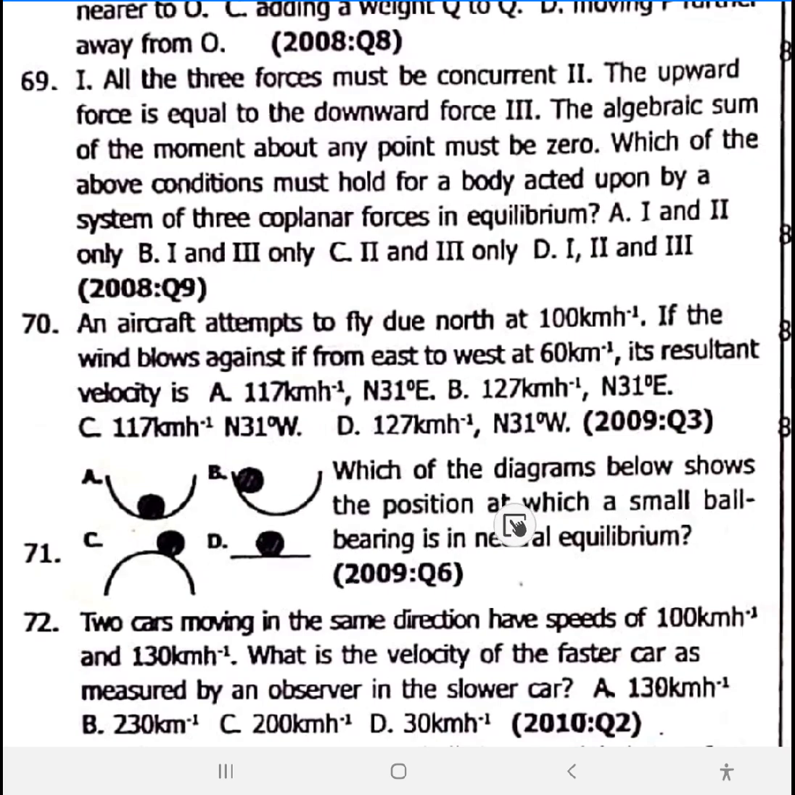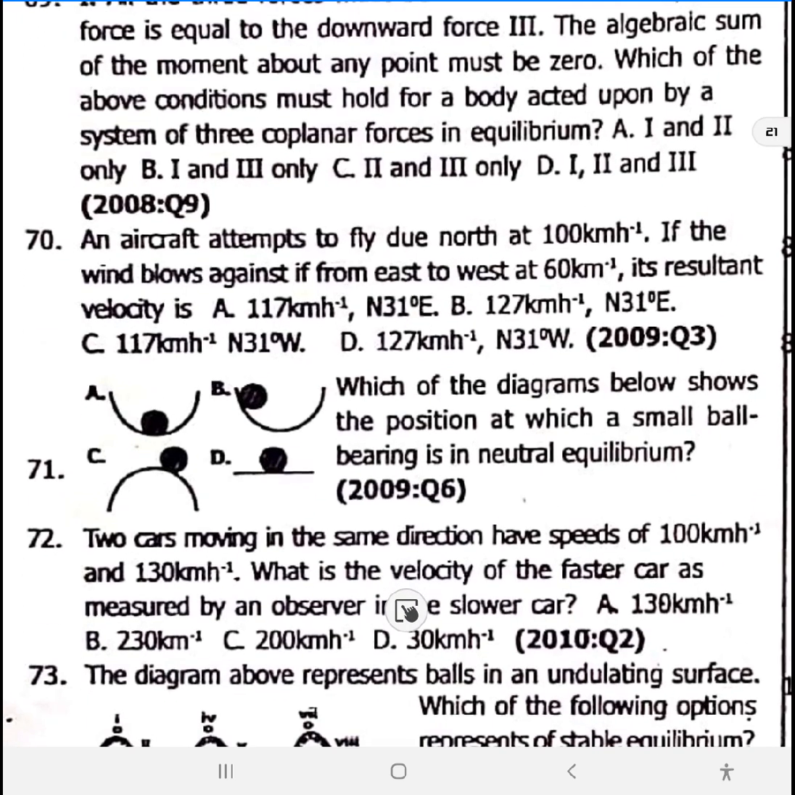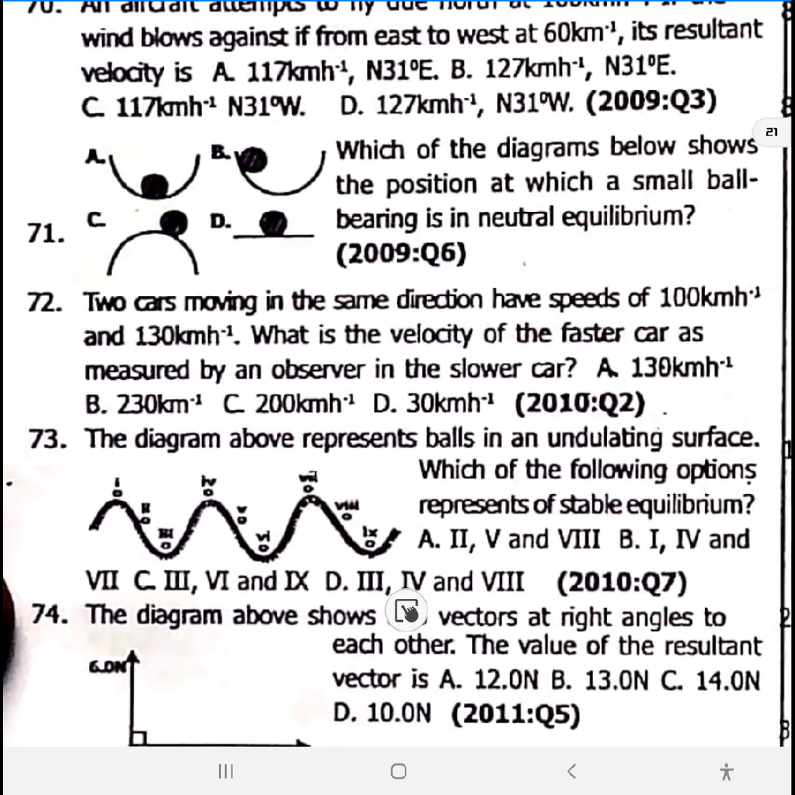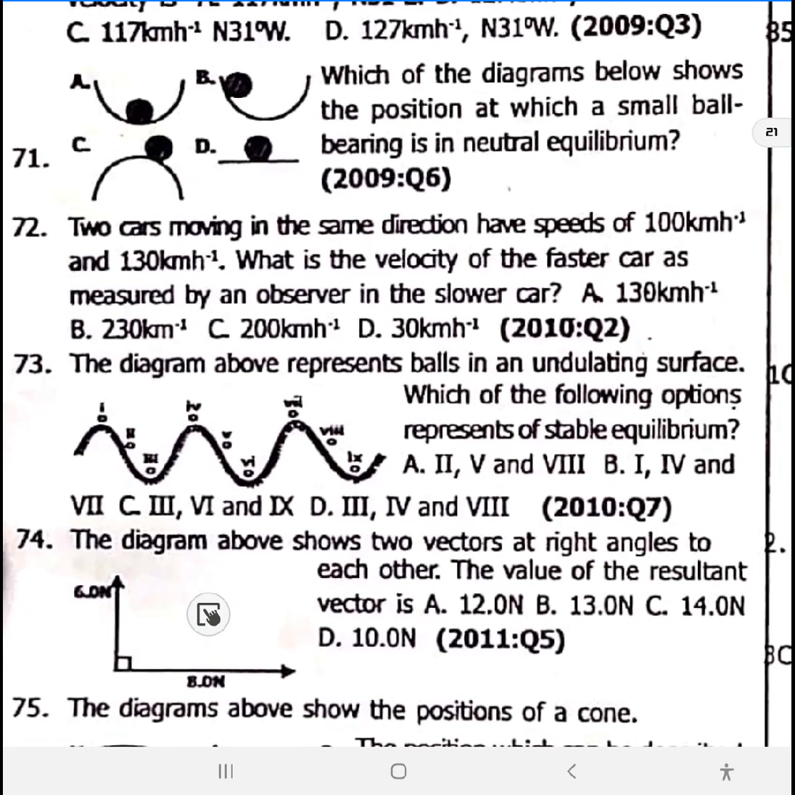71. Which of the diagrams below shows the position at which a small ball bearing is in neutral equilibrium? Option D. This point is neutral equilibrium. 72. The diagram above represents a ball on an undulating surface. Which of the following options represents a stable equilibrium? Stable equilibrium. 73 is option C. I, this one, IV and IX. Option C.